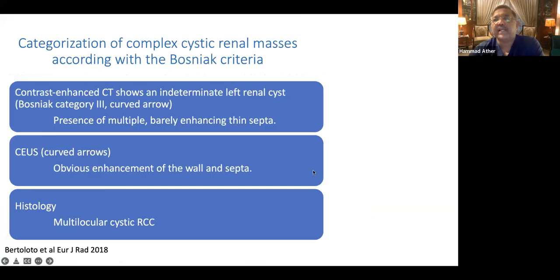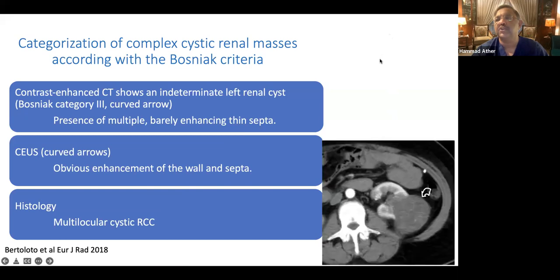So Bosniak classification, again, we now know that it can be and should be used for ultrasound as well, because we can see all those things which we can define in a CT scan. We can see the cyst, we can see septa, we can see intralesional nodules and their enhancement pattern. So there is no reason why Bosniak cannot be used for ultrasound.